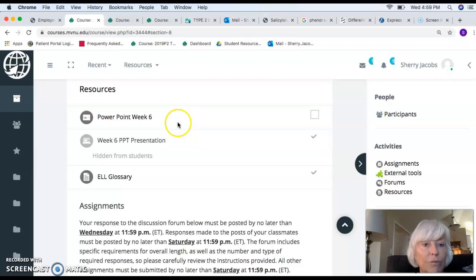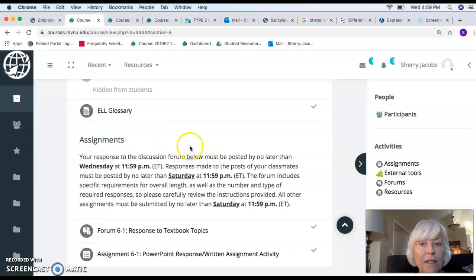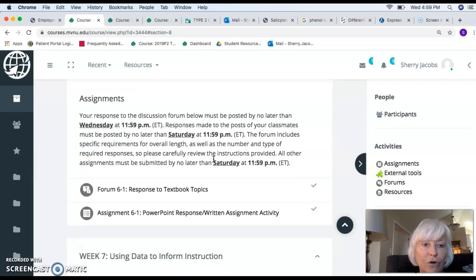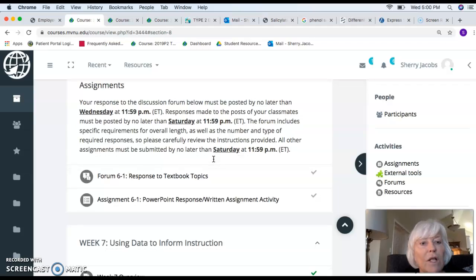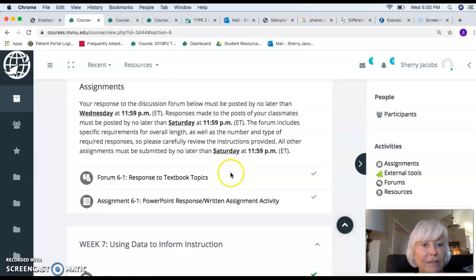Your resources include your week 6 PowerPoint and the ELL glossary. This basically just tells you a lot of the acronyms that are used for English language learners, which used to be referred to more commonly as English as a second language, or ESL, but oftentimes for these students learning English is not their second language. It could be a third or fourth. So it's more commonly referred to now as English language learners.